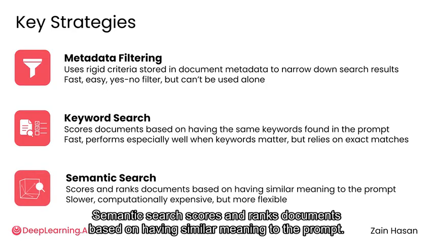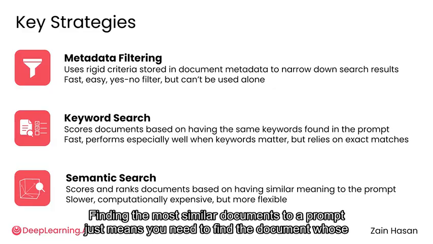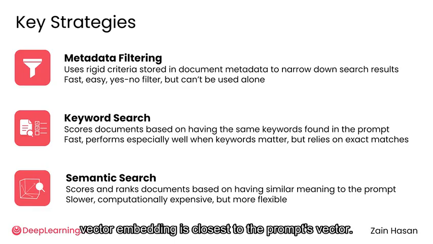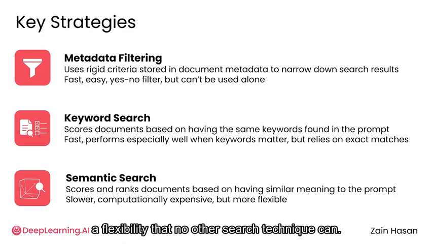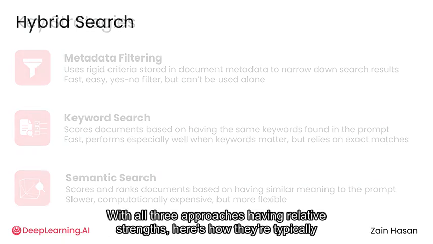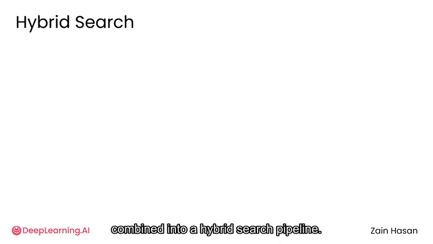Semantic search scores and ranks documents based on having similar meaning to the prompt. Documents and prompts are embedded as vectors whose location in space captures their meaning. Finding the most similar documents to a prompt just means you need to find the documents whose vector embedding is closest to the prompt's vector. Semantic search is slower and more computationally intensive than keyword search, but it provides a flexibility that no other search technique can. With all three approaches having relative strengths, here's how they're typically combined into a hybrid search pipeline.